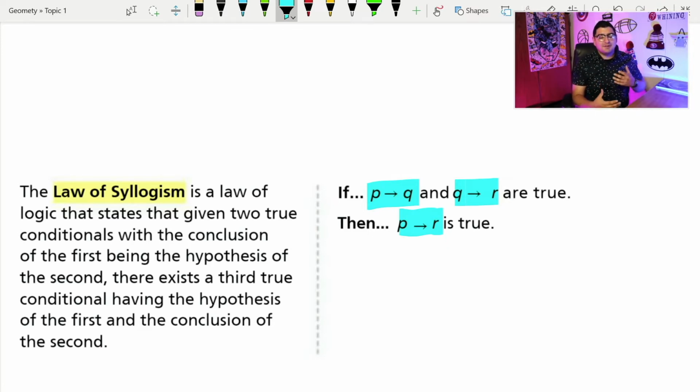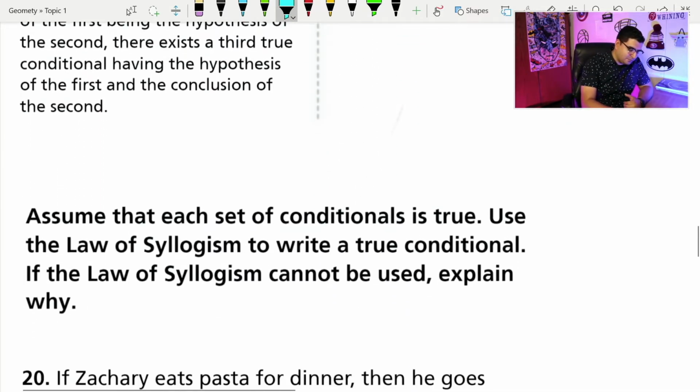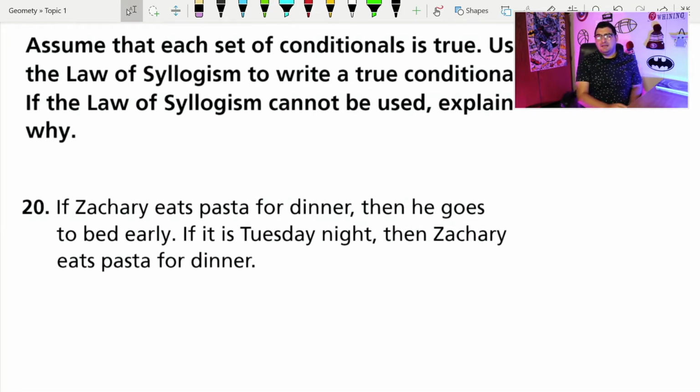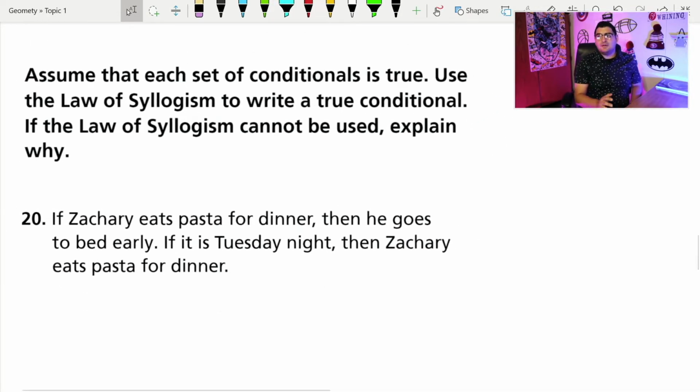Now, like I said, this is going to make much more sense when we get into our first example. So let's go ahead and jump straight to it. In this example, it says, assume that each is true. Use the law of syllogism to write a true conditional. If we can't use the law of syllogism, explain why. So here we have a statement that says, if Zachary eats pasta for dinner, then he goes to bed early. If it is Tuesday night, then Zachary eats pasta for dinner. So I have two separate conditionals here. And I want to see, is the hypothesis of one the conclusion to another?